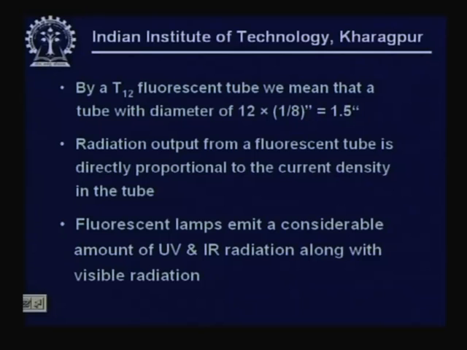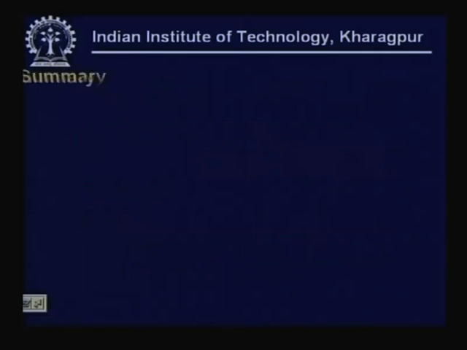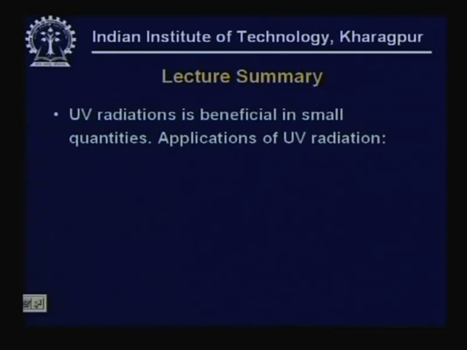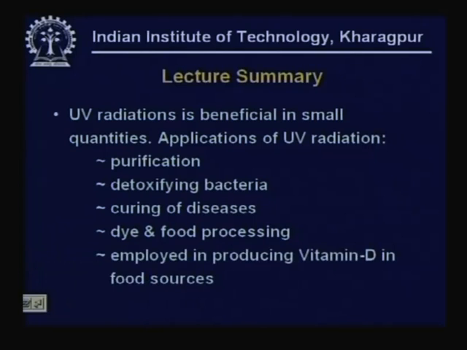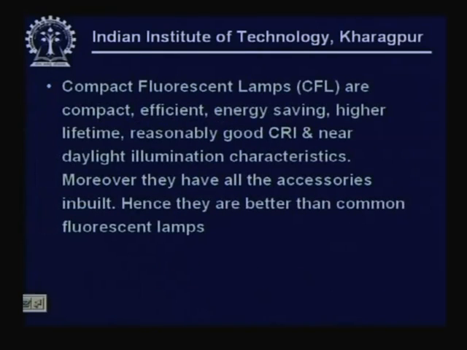This fluorescent lamp emits a considerable amount of UV and IR radiation along with visible radiation, and UV radiation is beneficial in small quantities. There are other applications like purification, detoxifying bacteria, curing of diseases, dye and food processing, and it is employed in producing vitamin D in food sources.